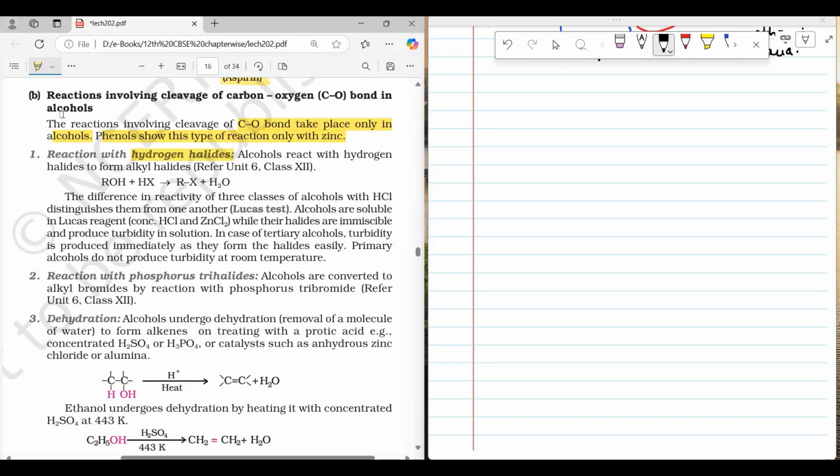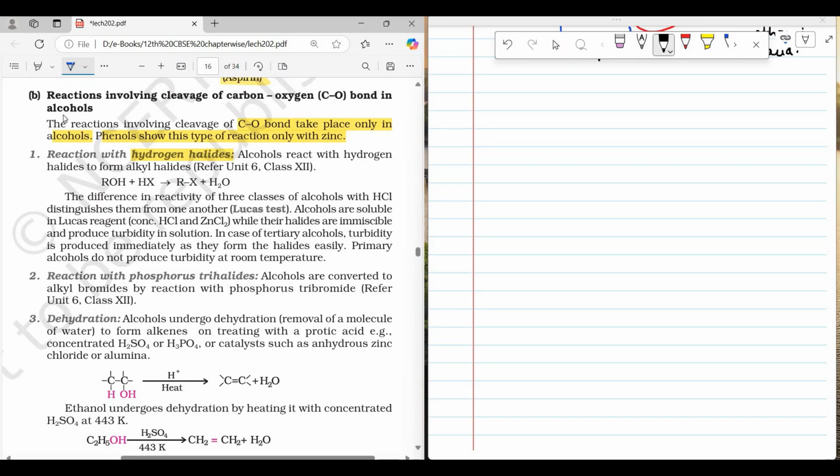Alcohol reacts with hydrogen halide to form alkyl halides. We have discussed this reaction in the previous chapter of haloalkanes and haloarenes. Now let's quickly revise the reaction. Here this is alcohol. When it reacts with hydrogen halide, it gives haloalkane and water is removed as a byproduct.